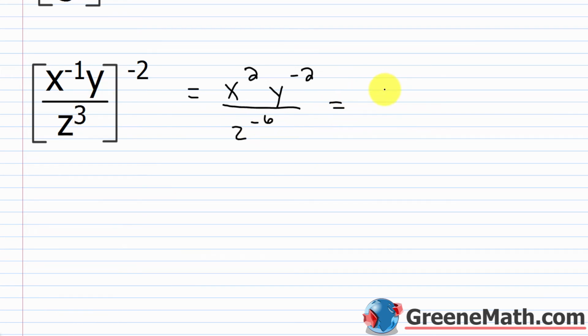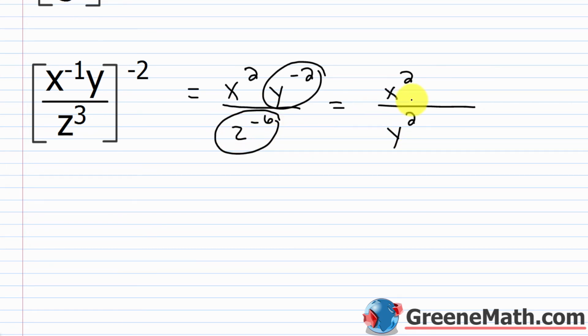So now all I want to do, x squared would stay the same. This would go into the denominator, and so I would change the sign of the exponent. So it would be y squared. This would go into the numerator, so I'd change the sign of the exponent. It would be z to the 6th power. So x squared times z to the 6th power over y squared.